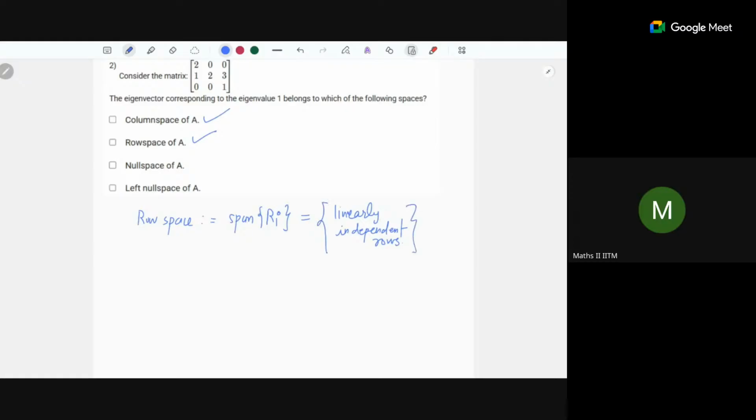And then the dependent rows will correspond to the zero, will correspond to the null space, so we will not be worried about that. If there is an eigenvector corresponding to some non-zero eigenvalue, then it cannot be in the null space. It has to be in the row space. So that is the argument. It has to be a combination of these independent rows.